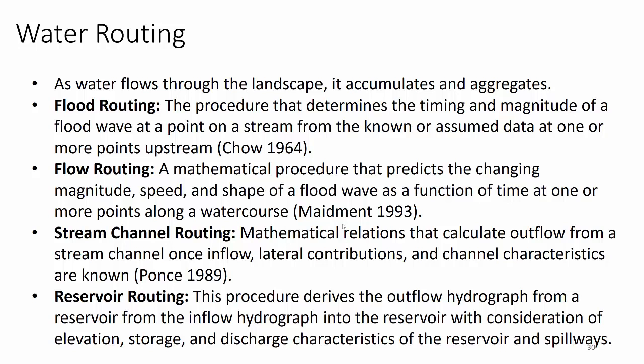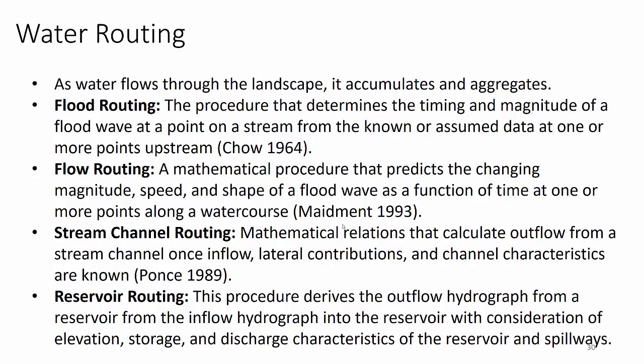Flood routing is the procedure that determines the timing and magnitude of a flood wave at a point on a stream from the known or assumed data at one or more points upstream. So we have a peak flow upstream. How long is it going to take to move downstream? If that peak flow is above certain levels, it's a flood, it's out of the riverbanks. How long does it take to move downstream?